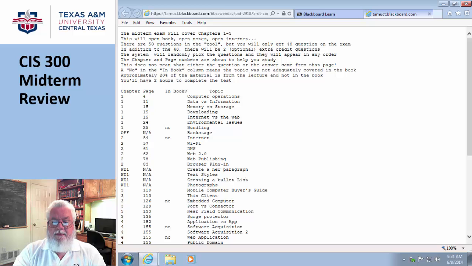The next one is going to be on, remember now, this test is going to cover both the textbook stuff and the lectures for doing Microsoft Office. And so one of the questions here is from chapter OFF, dealing with the backstage. So if I go into a typical Microsoft Office application and I get to the backstage, I might ask you, how do you get to the backstage? Or I might ask you, what can you do when you get there? That'd be a good question.